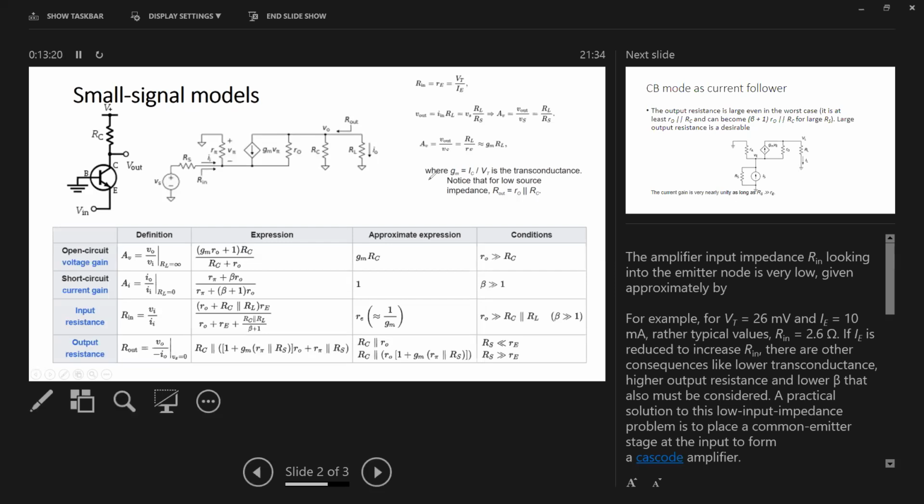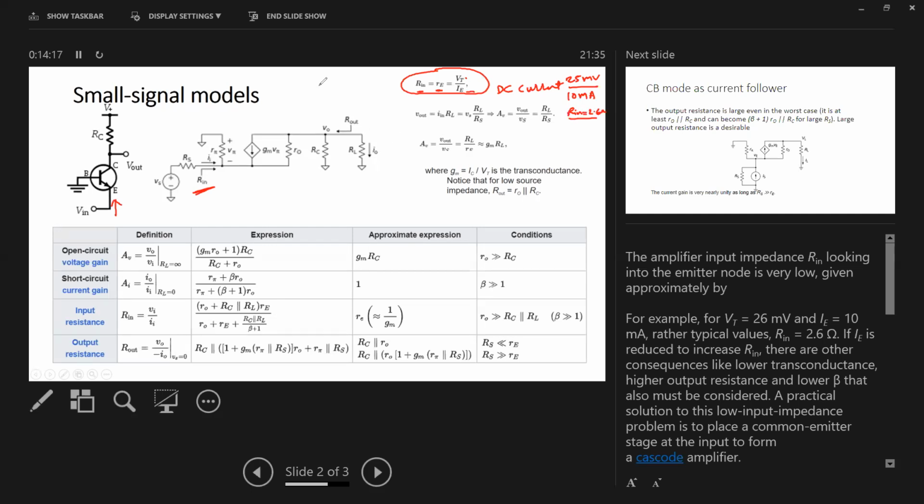Now the amplifier's input impedance, Rin, where we are looking into the emitter node, is very low, which is given by this expression: Rin is equal to small re, equal to Vt over Ie. Vt is the thermal voltage, which is 25 millivolt at room temperature, and Ie is the DC emitter current value. If we assume 25 millivolt of Vt and the value of Ie is, let's say, 10 milliampere, then Rin in that case is about just 2.6 ohm. So it's very low, as I said.